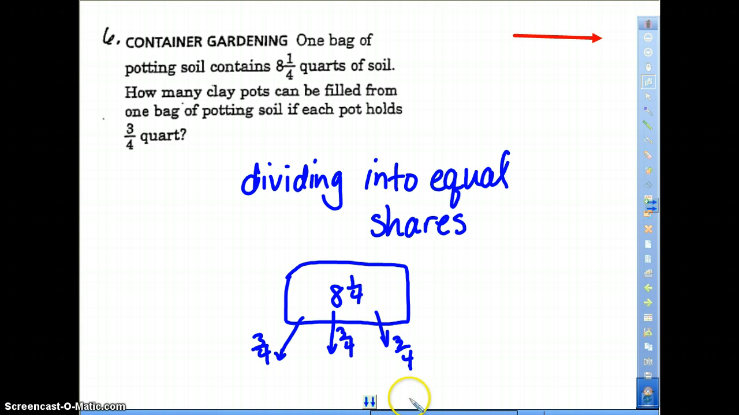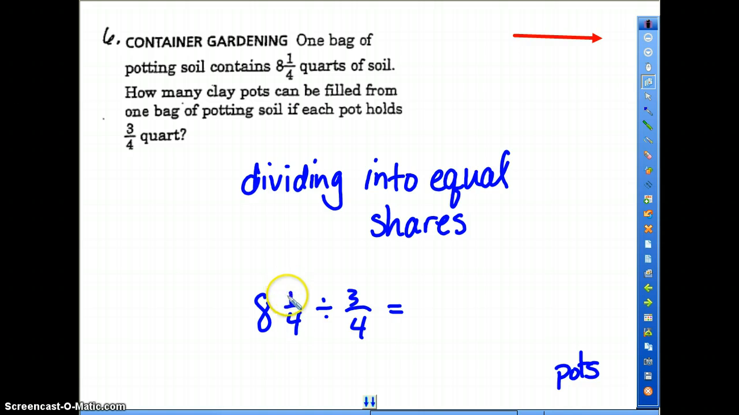What are we doing here? Yeah, we're dividing into equal shares. So this is a division problem. We're taking 8 1/4 and dividing it into 3/4 size servings. How many servings do you get? What's your hint here? What do you have to do first? Change your mixed number to improper, and then you're going to flip the second fraction and multiply, or you can do that little division fish we were talking about.